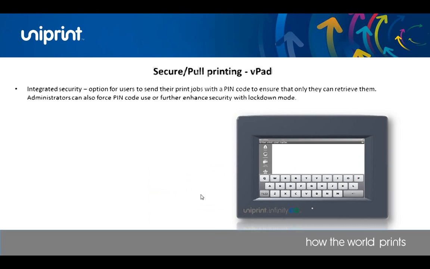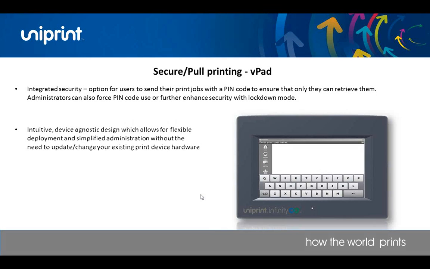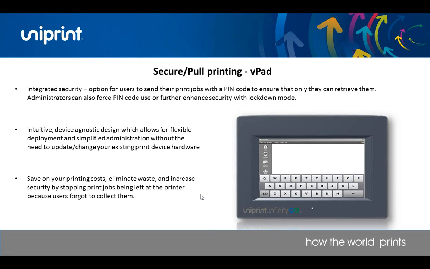Okay, this is what the VPad looks like. So the device itself has a touch screen, 1 power port, and 2 network ports, so that you can plug your printer into the device and plug the VPad into the wall.